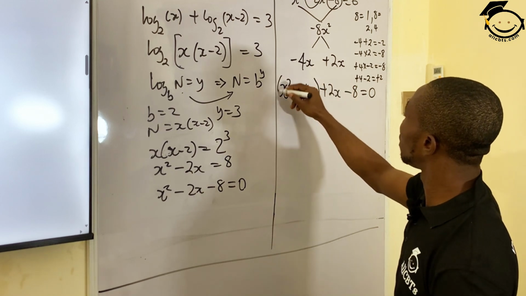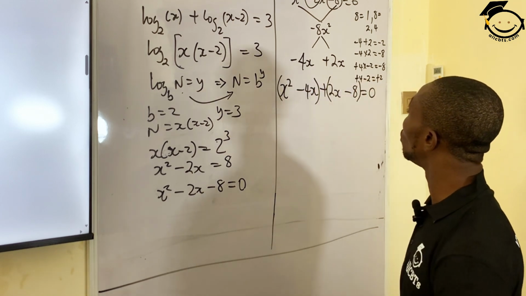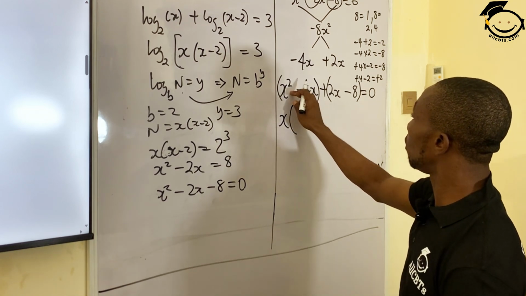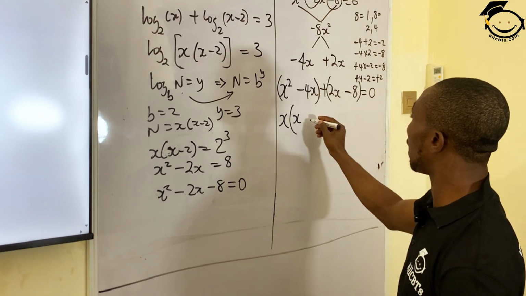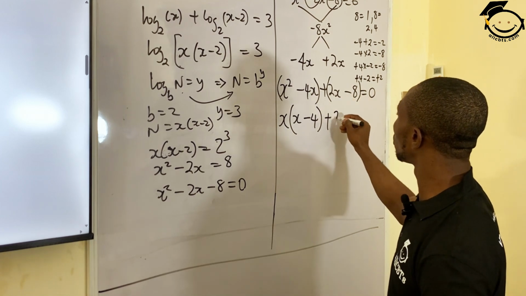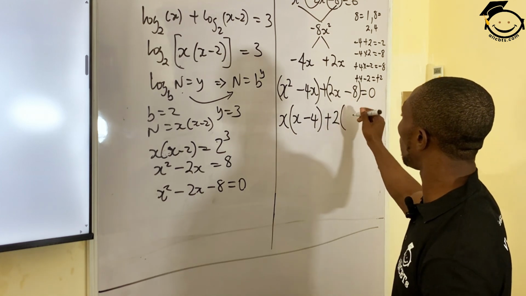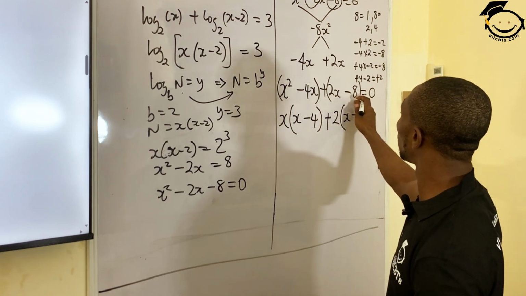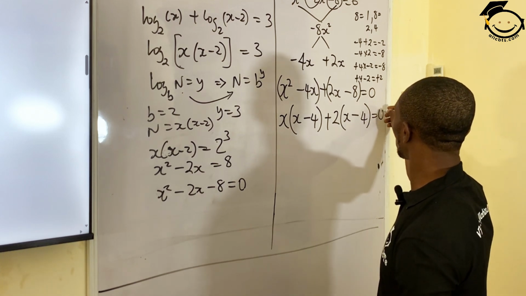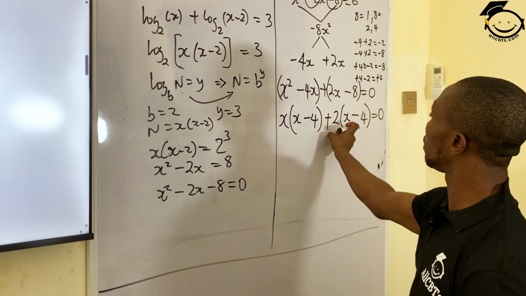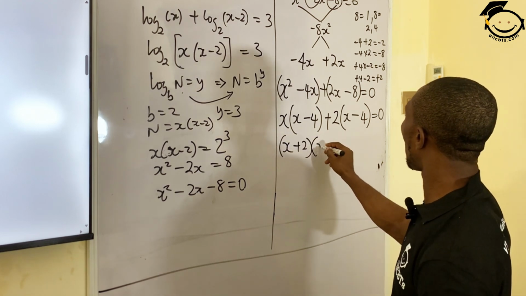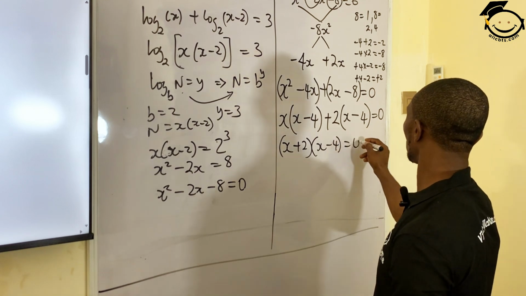Now, let's factorize the first two terms and the last two terms. What's common here is x. If we remove x from here, we have 1 left. If we remove x from here, we have minus 4. Plus, what's common here is 2. If we remove 2 from here, we have x left. If we divide 8 by 2, we have 4, equals 0. Now, bringing these two together, this becomes x plus 2, x minus 4 equals 0.